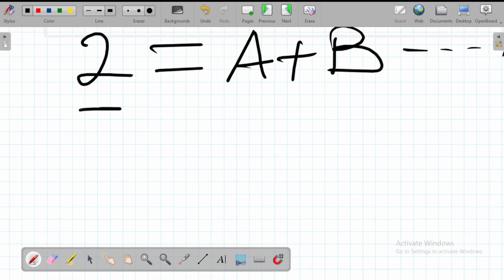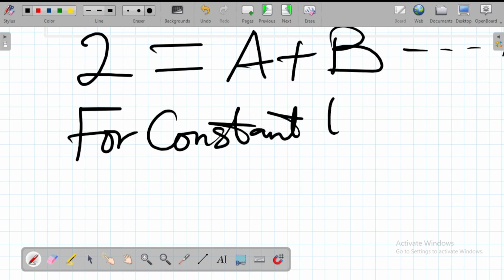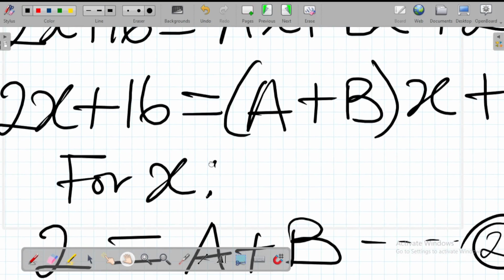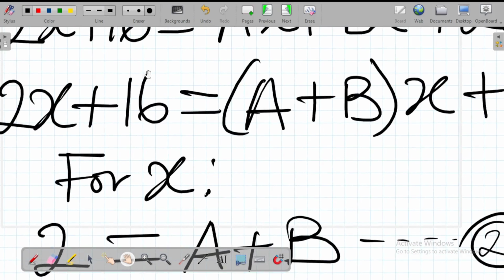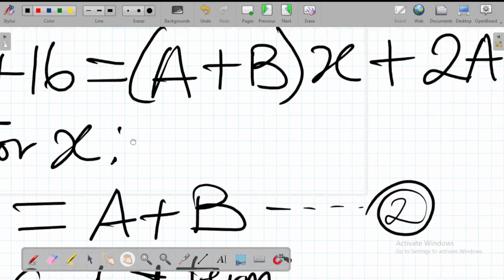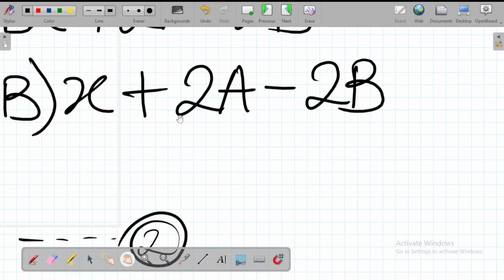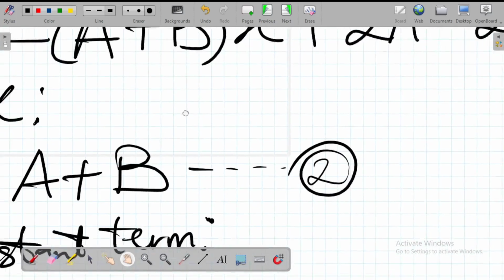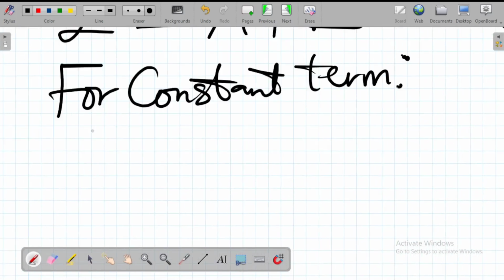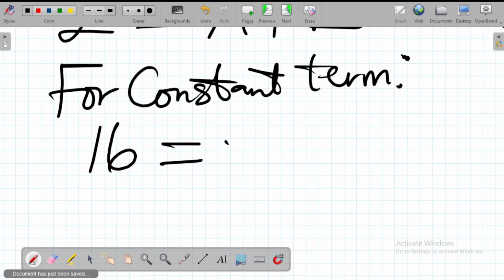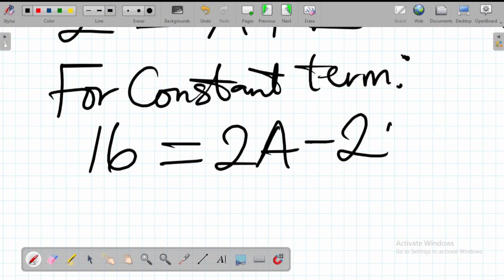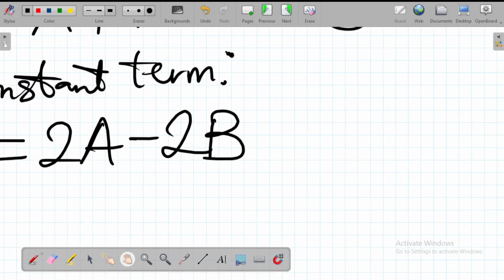All right, for the constant term, we look for the constant term at the left-hand side and equate to the constant term at the right-hand side. The constant term at the left-hand side is 16, and the constant term at the right-hand side is 2a minus 2b. So we have 16 is equal to 2a minus 2b. So let's call this equation 3.